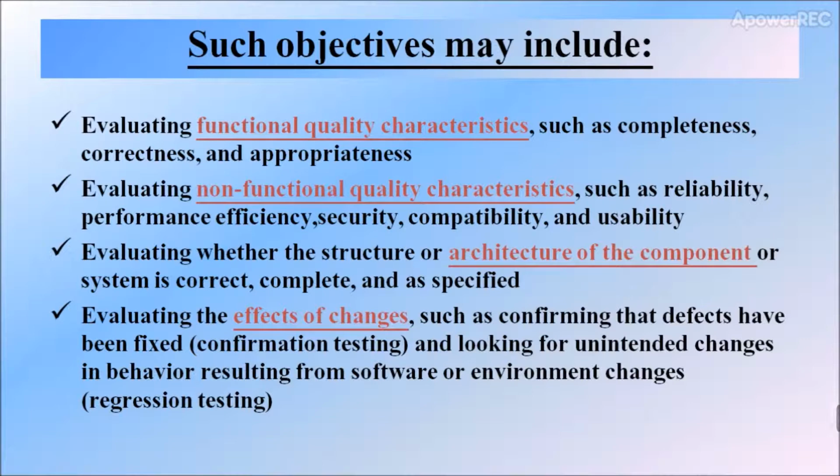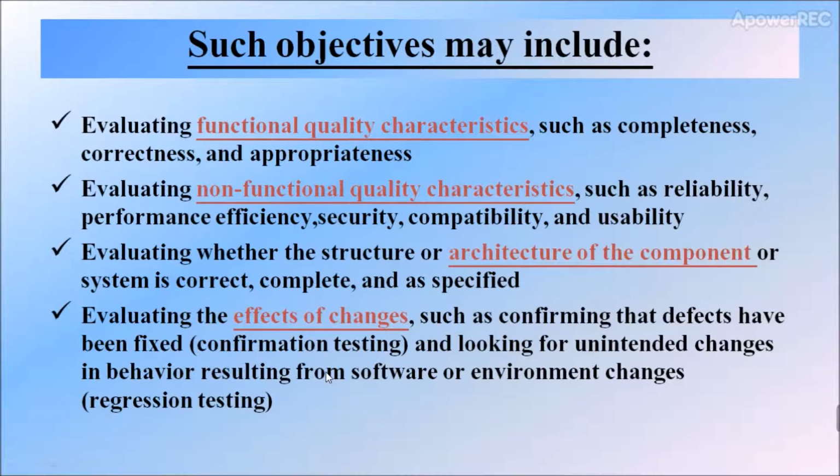First, we evaluate the functional quality characteristic, which means: does our software deliver what it should deliver or not, like completeness, correctness and appropriateness, which means that the functions of the system are complete, correct and appropriate to the user. Second, we evaluate some non-functional quality characteristics like reliability, performance, efficiency, security, compatibility and usability. The next is we evaluate the structure or architecture of our component or system.